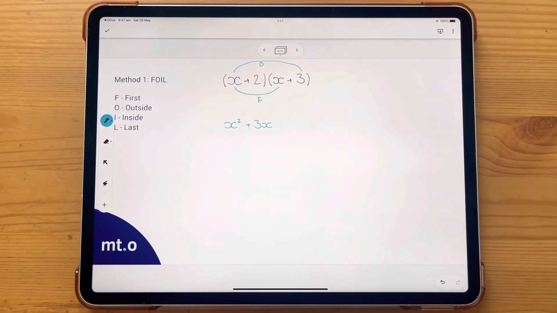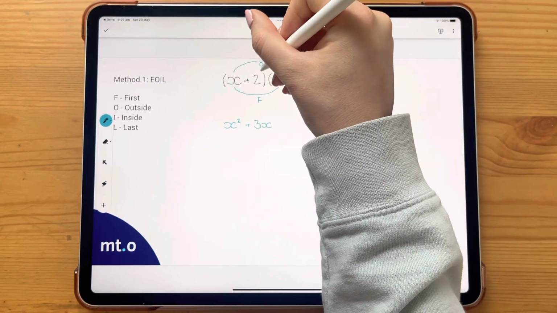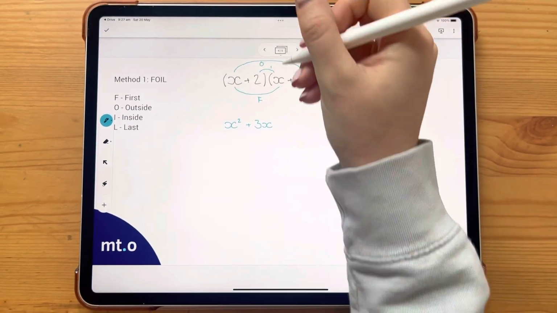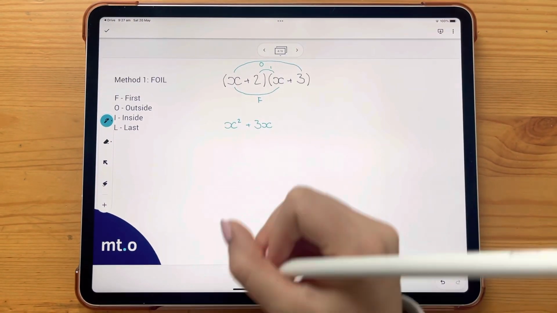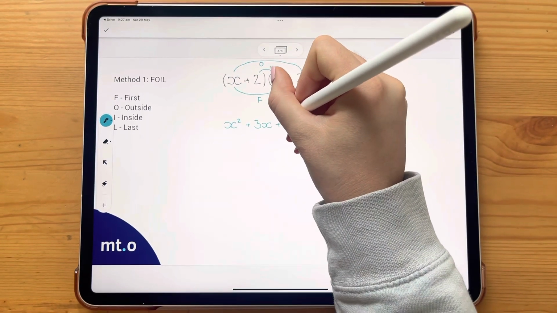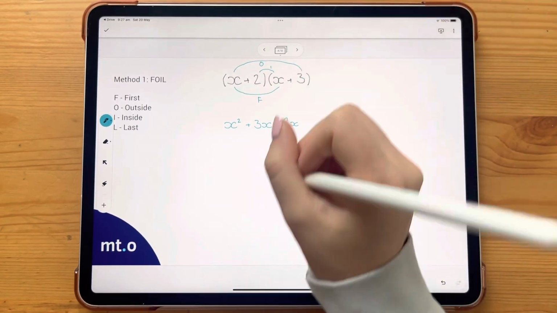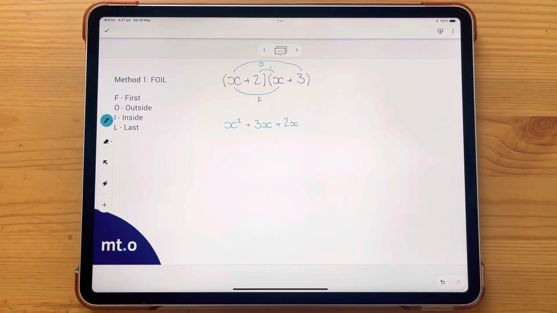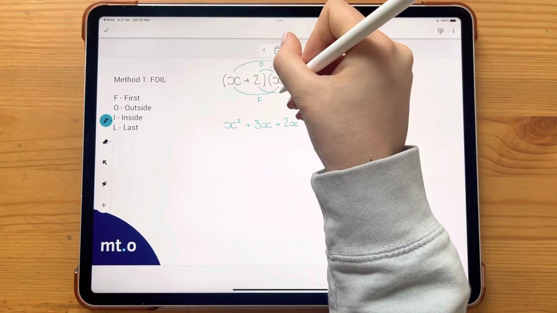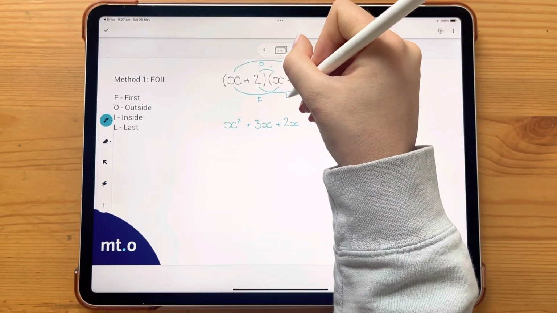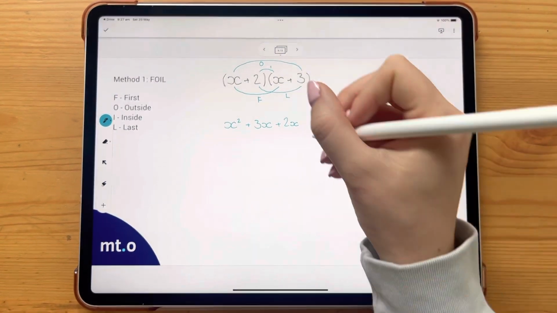After that, we've got I for inside. So we're looking at what's on the inside of our pair of brackets. Here we've got 2 multiplied by x, so that's going to give us plus 2x. And finally, we're looking at the L, which stands for last, so we're looking at the last term in each of the brackets. So this is going to be 2 multiplied by 3, which just gives us 6.